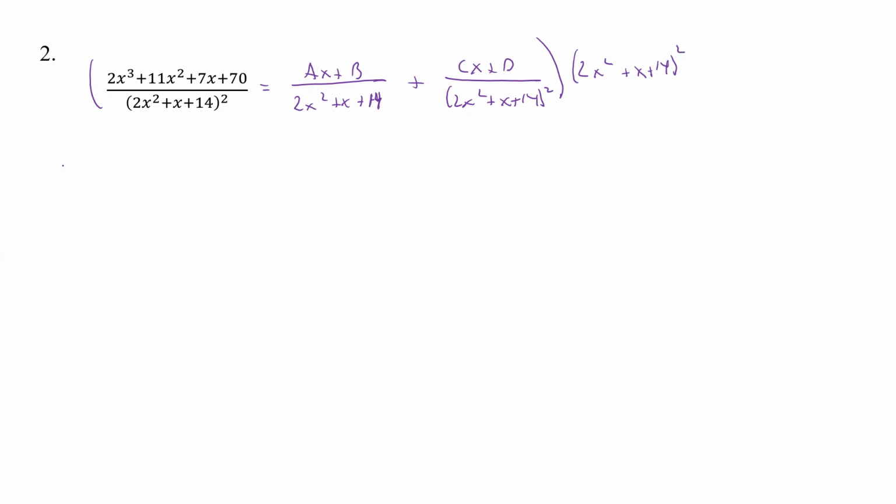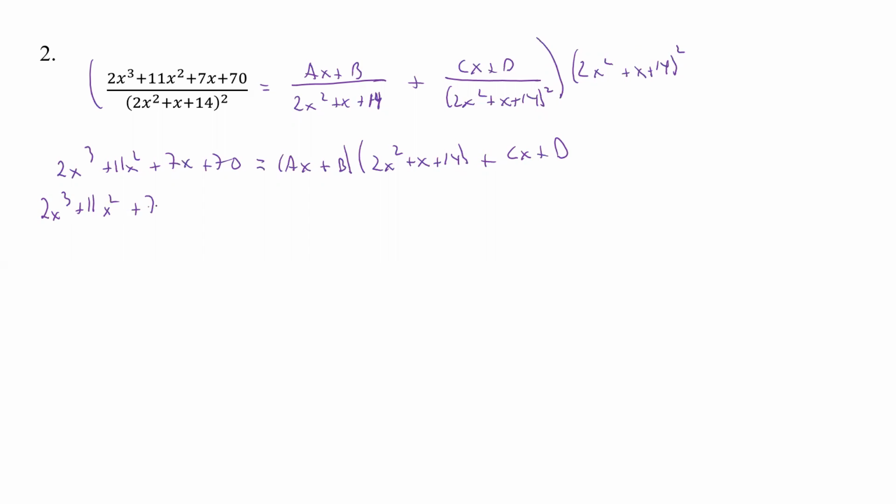And so we get the first part, which is 2x cubed plus 11x squared plus 7x plus 70 equals, now one of those cancels one of those, we'll have (ax + b) times (2x squared plus x plus 14) plus, now both of those cancel, so cx plus d.